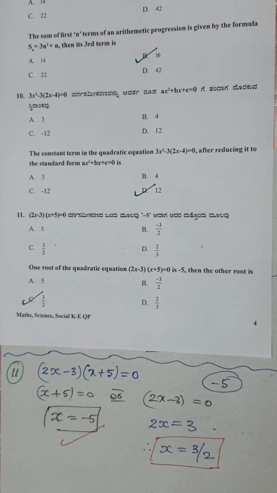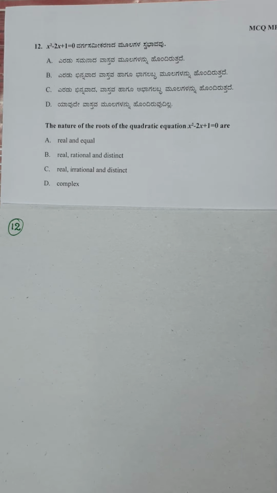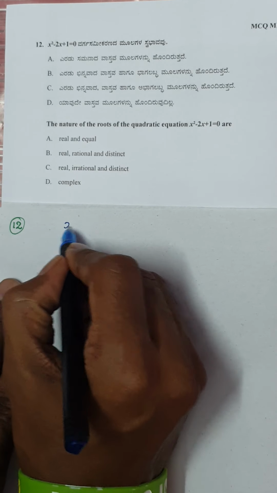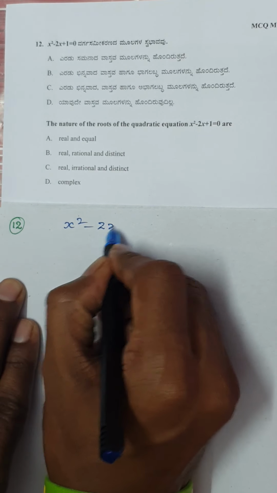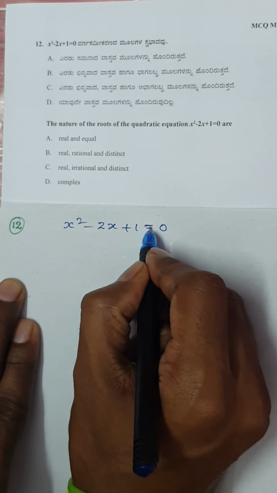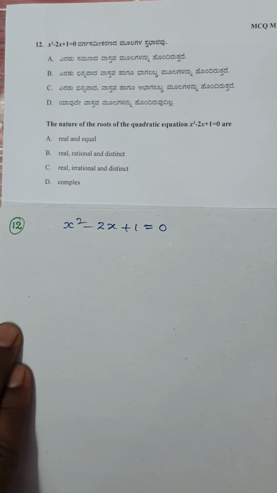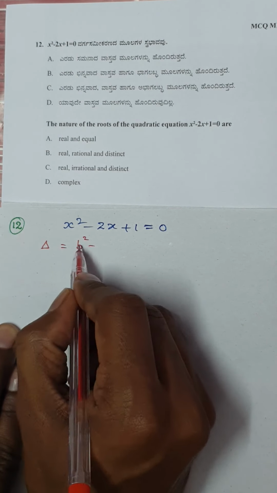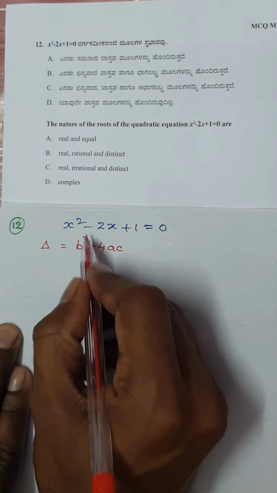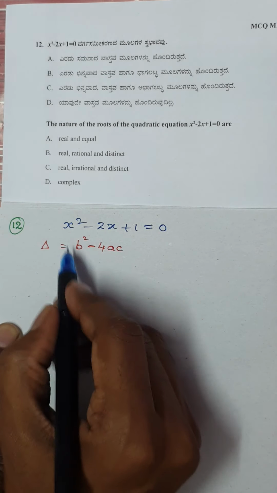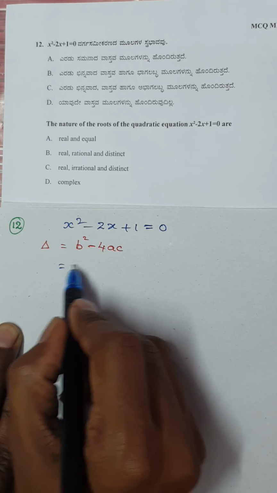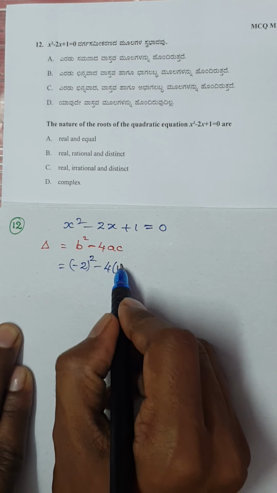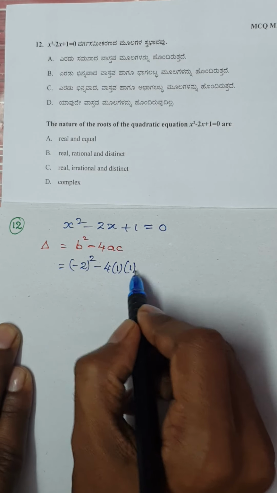Let's move on to question number 12. So the next question we have is the nature of the roots of the quadratic equation. He has given a quadratic equation. Let me write it down. It is x square minus 2x plus 1 is equal to 0. So how do you find out the nature of the roots? It is decided by the discriminant value, which is delta, which is given by b square minus 4ac. Okay, so if you compare the given equation to the general form, we definitely know what is the b value here. B value is minus 2, so b square minus 4 into a value, which is the coefficient of x square, which is 1, and c value is the constant term, that is 1.